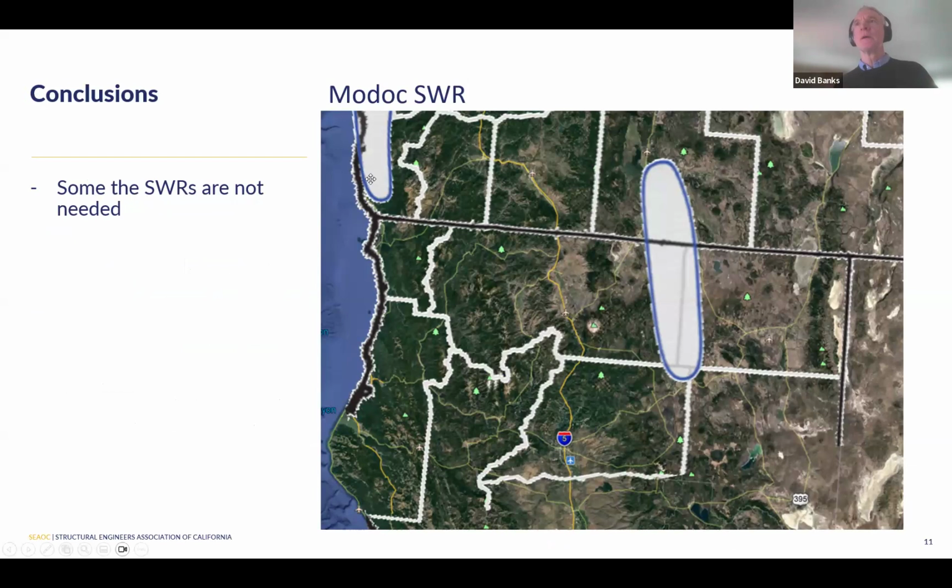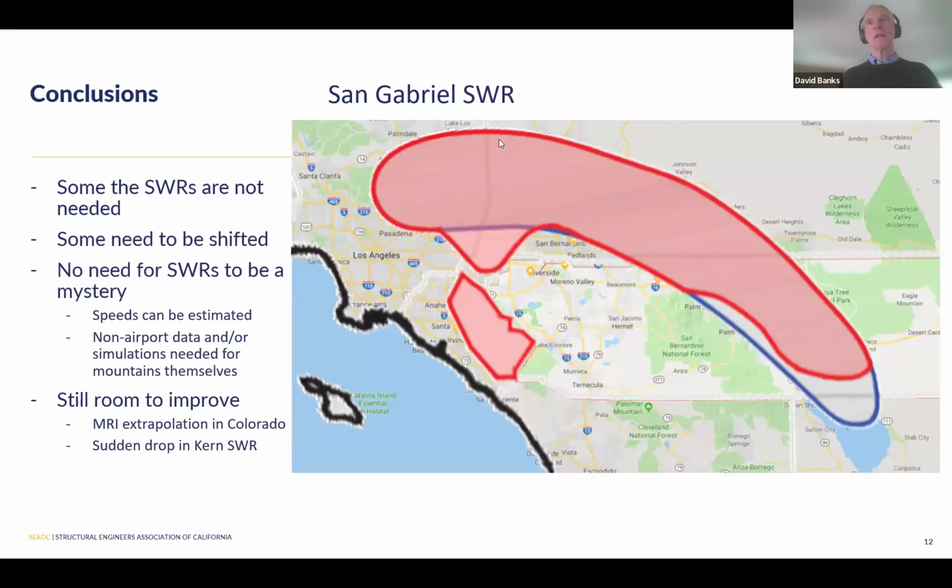So here is an example from Modoc County in Northern California of the special wind region. We could find no basis for this. So our recommendation is that it should go away. And we think it might have been drawn in the wrong spot, because typically these are on top of mountain ranges, and there's a mountain range about the right size, a little bit to the east. But we don't have information about the basis for why this was placed here. So it's just speculation. Like I say, every time we look, we end up moving the borders.